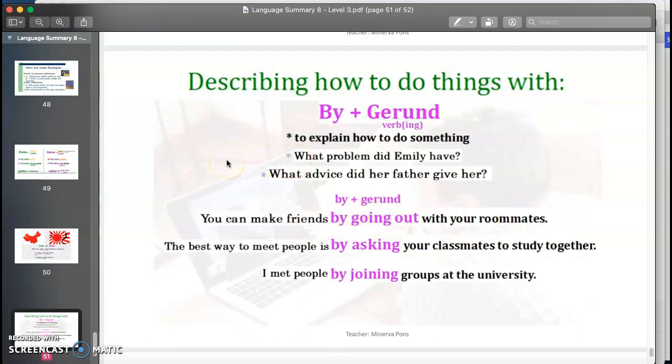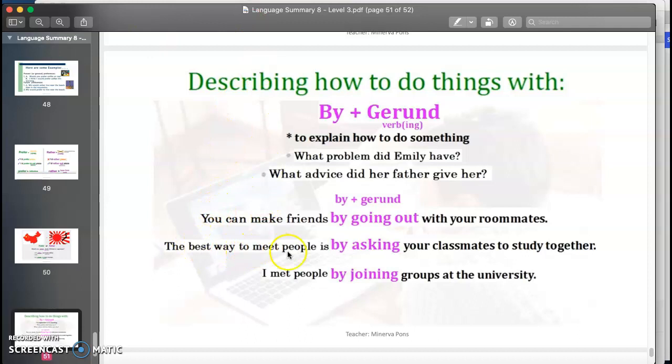So let's say that she had a problem. The problem was that she didn't know how to make friends, or she couldn't make friends. So her father told her, you can make friends by going out with your roommates. So in here, we have a problem, and then with the by plus gerund, I am going to give a solution to the first part of the sentence.